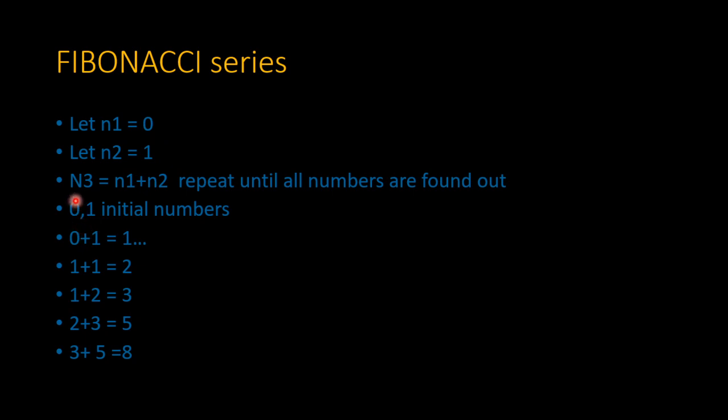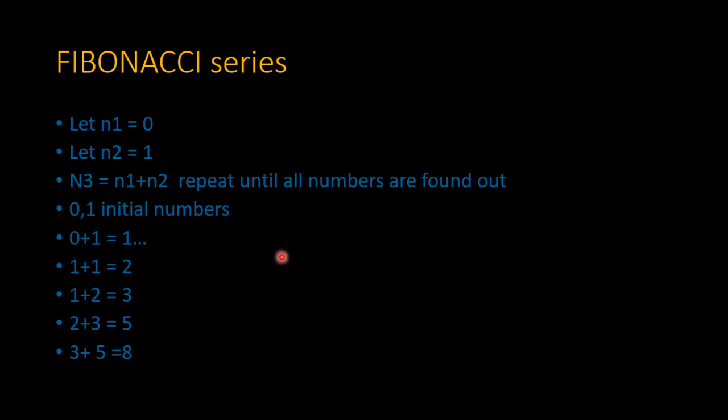You can see here, 0 is the first number, 1 is the second number, 0 plus 1 is 1. This 1 is the third number, then 1 plus 1 is 2. Likewise, 1 plus 2 is 3, 2 plus 3 is 5, 3 plus 5 is 8, and this series goes on and on.